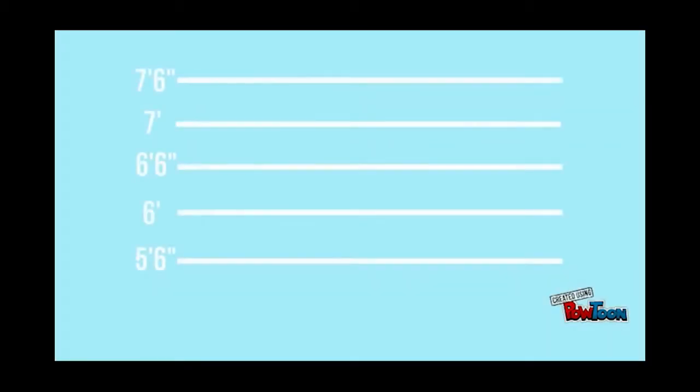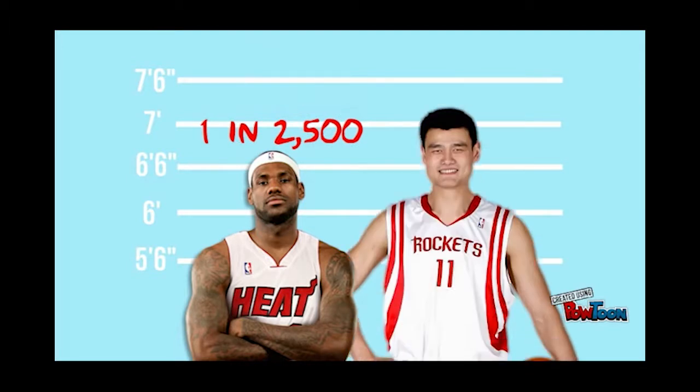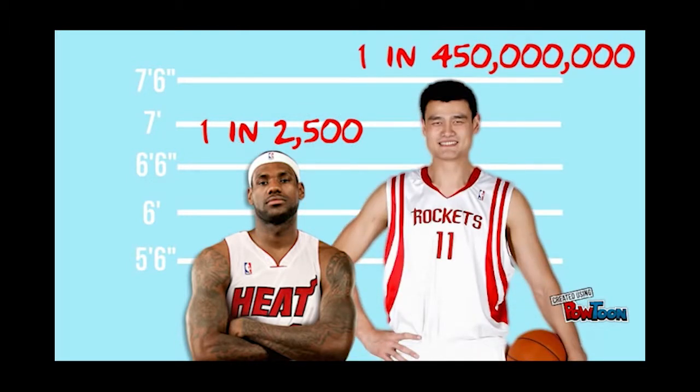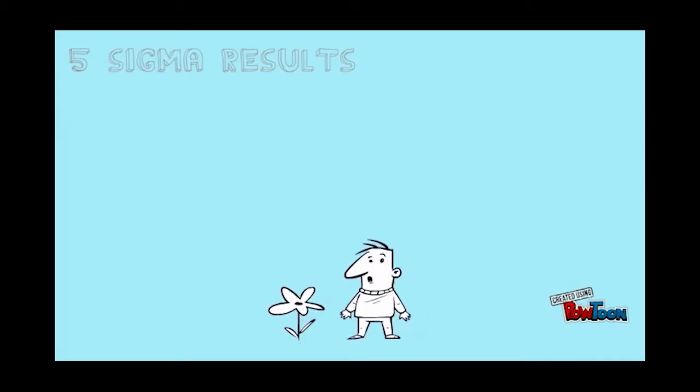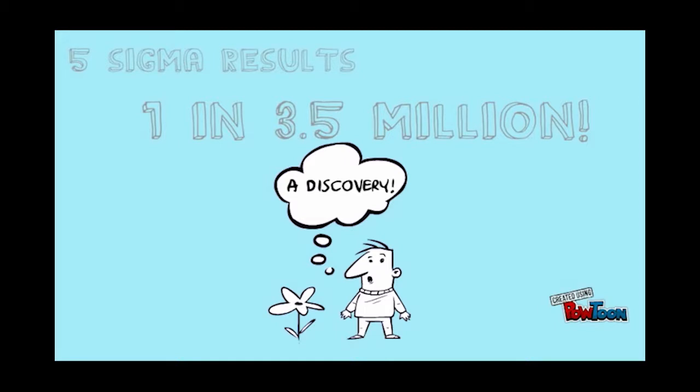This reasoning suggests that LeBron James is 1 in 2,500 and Yao Ming is 1 in 450 million. In particle physics, scientists have what are called 5 sigma results that are 5 standard deviations above or below the mean. A result that varies this much can signify a discovery, as it has only a 1 in 3.5 million chance that it is due to random fluctuation.